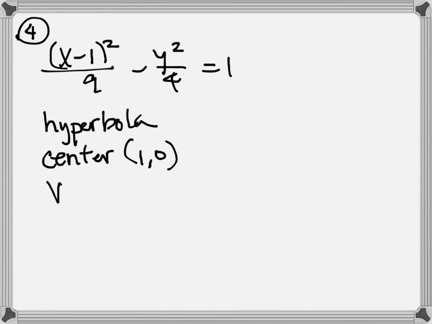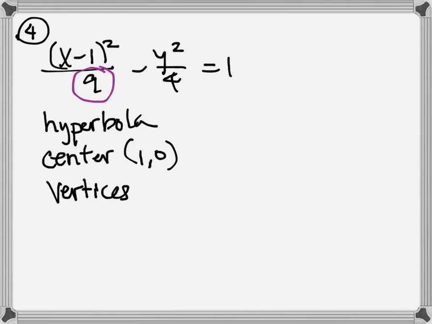And I need vertices. So, any idea what I might try and do? The 9 right here? Close. So square root of 9, is that what you said? Okay, yeah, 3. So this right here is going to be the distance from the center, which is why we identified it, out to the vertices. And it's going to be along a horizontal because the x is listed first.